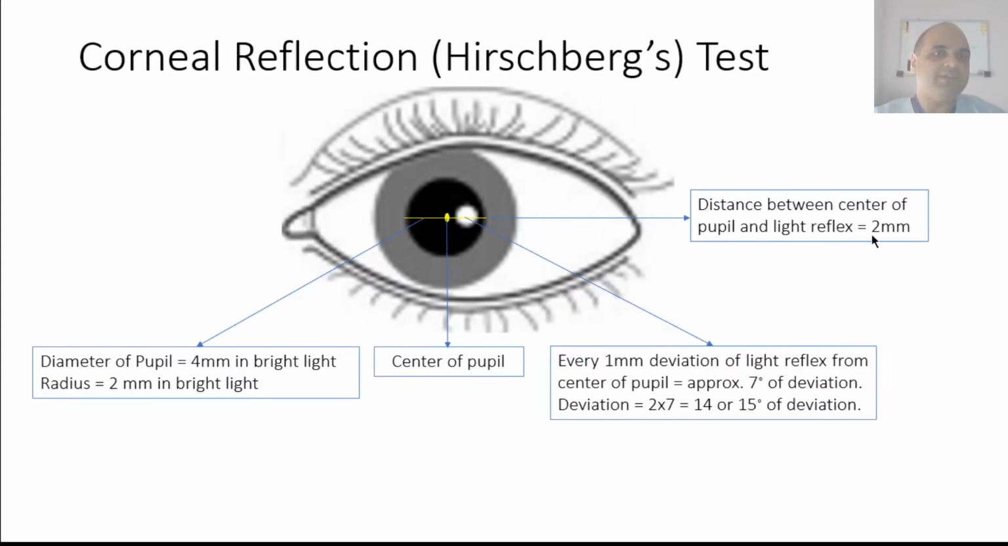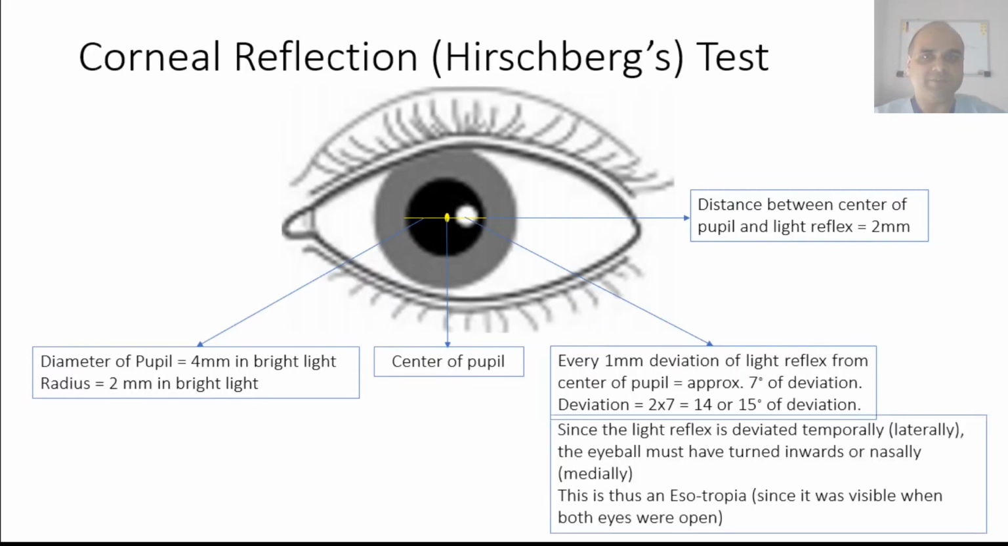So our light reflex had deviated 2 millimeters. So 2 multiplied by 7 is 14 degrees or 15 degrees. Both numbers are okay. If you have a very picky examiner, say 14 degrees. If you have me, even 15 is fine because these are all approximations to begin with anyway. So we converted our number in millimeters to degrees by multiplying by 7, because every millimeter of deviation approximates to about 7 degrees of deviation.